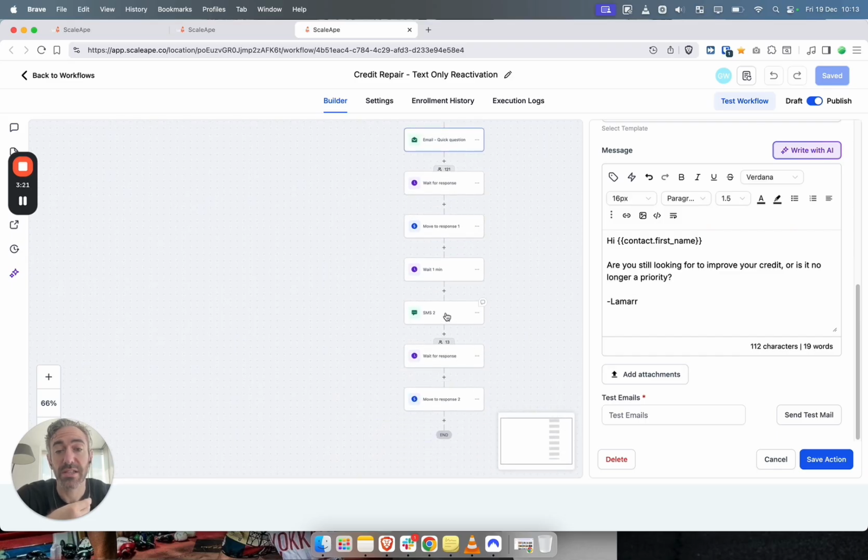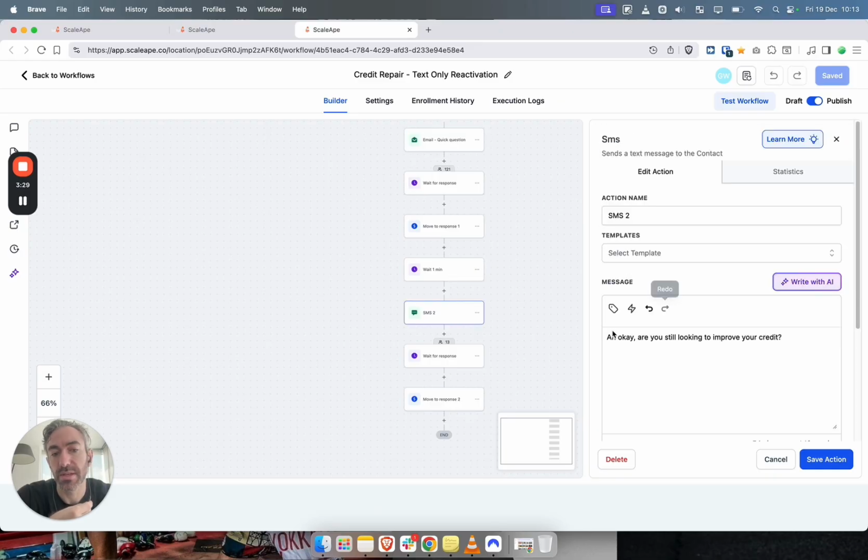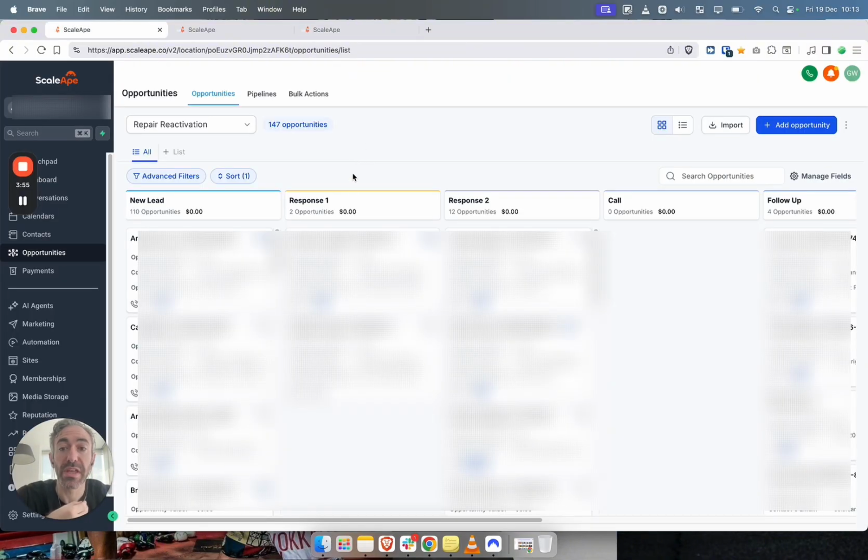And the second SMS, which only fires off if people respond, is this. Okay, are you still looking to improve your credit? So it's basically the second part of what happens in the email. And that is the whole automation. So once someone responds at all in any fashion, their opportunity is going to move to either this response 1 or response 2. And at this point, that's when either the setter or whoever's managing the sales is going to continue those conversations and make sure they get booked in.